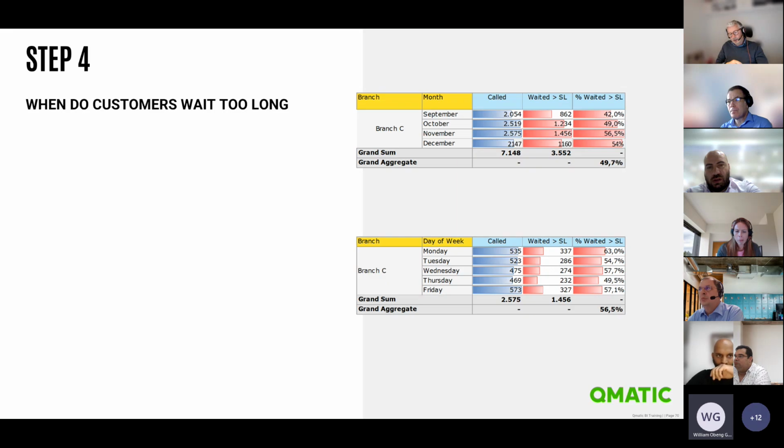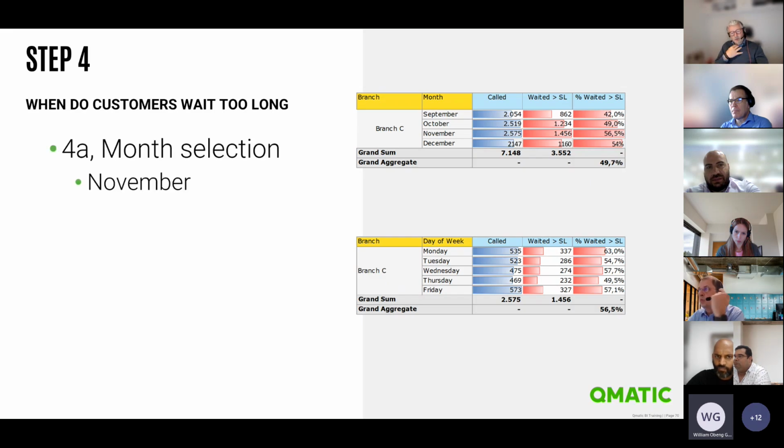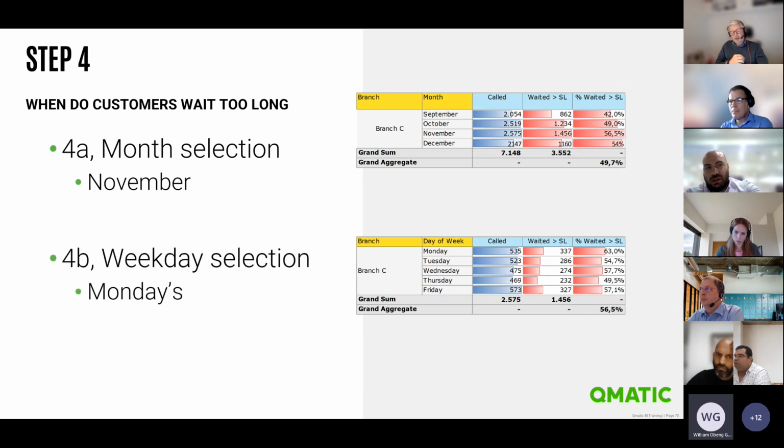And after that, I also looked at the weekdays. So is there any difference between Mondays till Fridays? Are there bad days compared to other days? The month selection I took was November, simply based on the fact that most customers wait too long in November. So I want to know what happens in November. And in the weekday selection, I took Mondays, because most customers wait too long on Mondays.